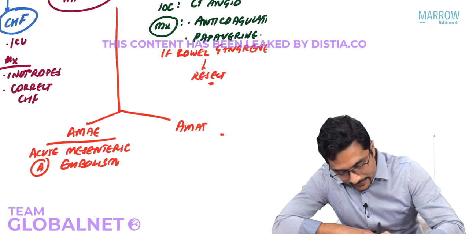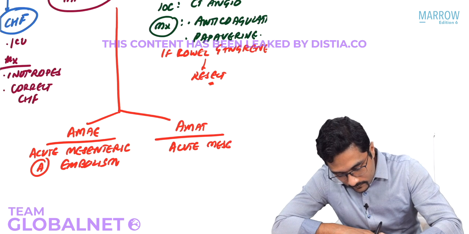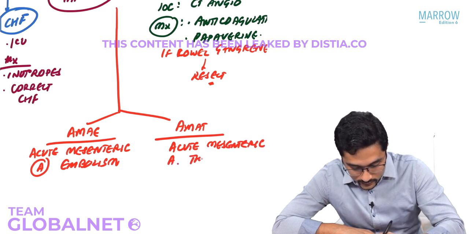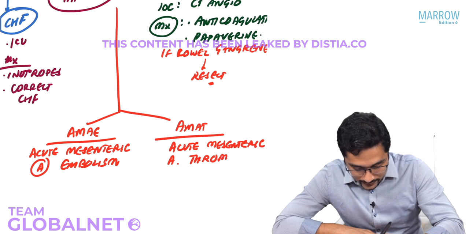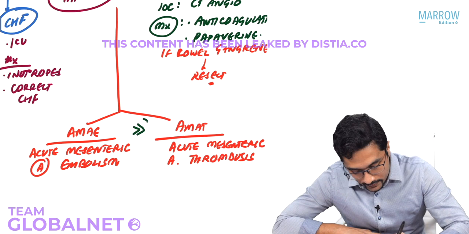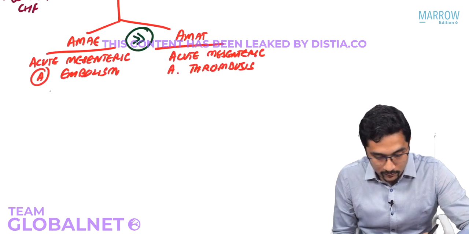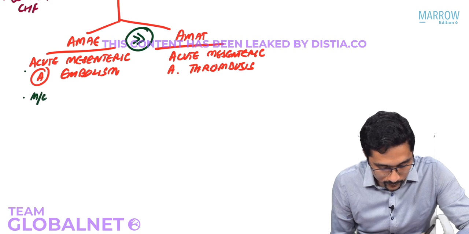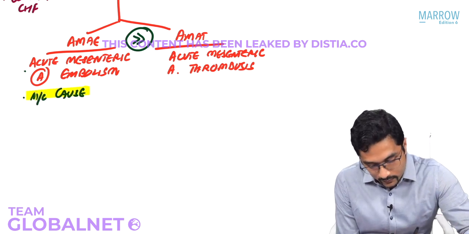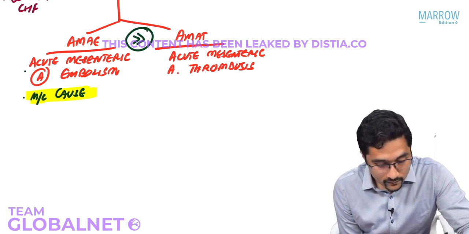And AMAT is acute mesenteric artery thrombosis. You need to know that acute mesenteric artery embolism is more common than acute mesenteric artery thrombosis. In fact, acute mesenteric artery embolism is the most common cause of mesenteric ischemia, and this was the statement which was asked in this year's INI-CET exam as well.